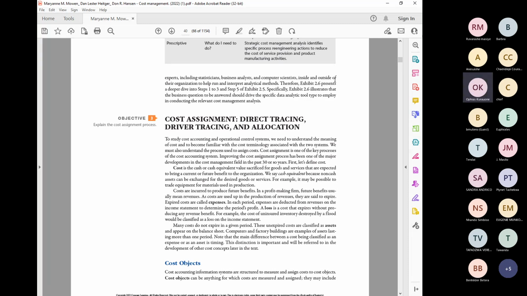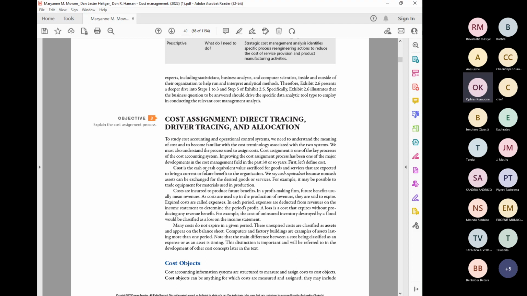What do we mean by cost assignment? Cost assignment is one of the key processes in the accounting system. Improving the cost assignment process has been one of the major developments. So you need to make sure that you assign the cost to the product which is going to be produced, which is going to improve the efficiency and the effectiveness in production. That is very critical.